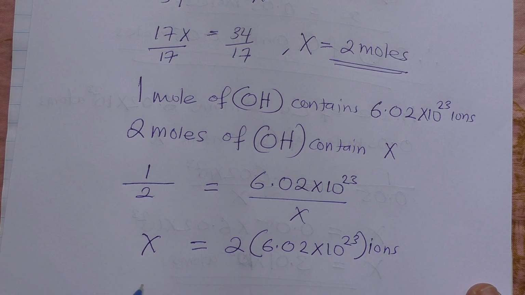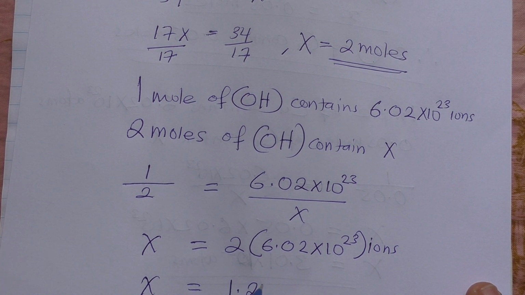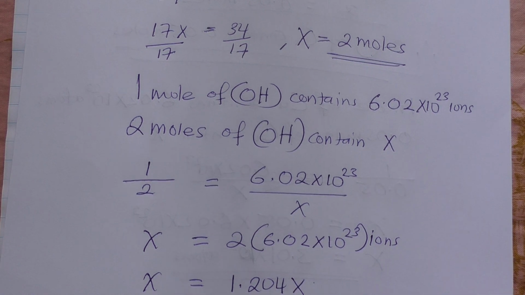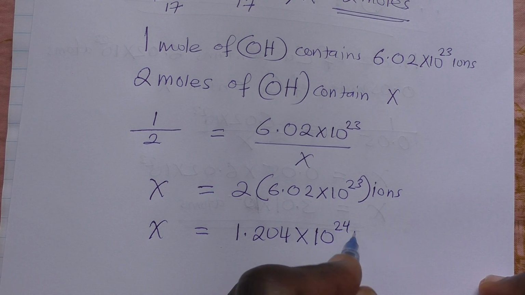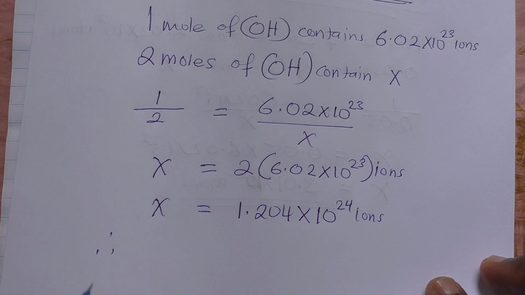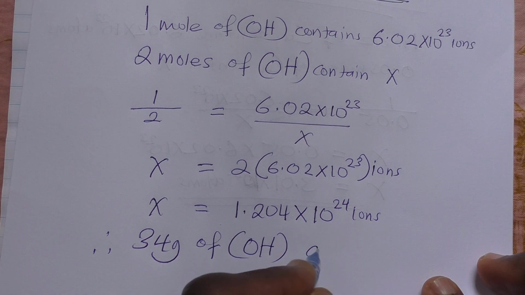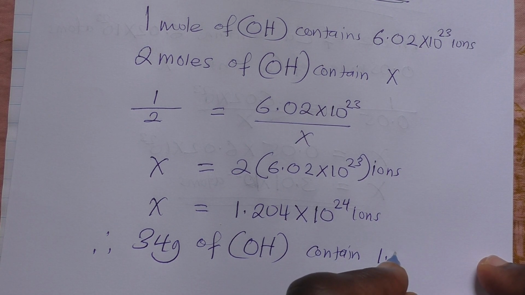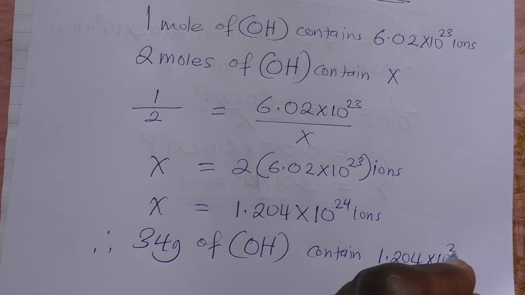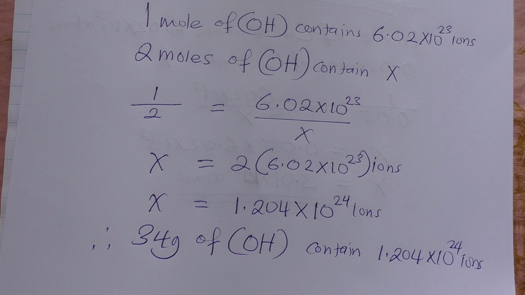Which gives us a total of 1.204 exponent 24 ions. And therefore we shall conclude that 34 grams of hydroxide contain 1.204 exponent 24 ions. So those are the number of ions contained in 34 grams of hydroxide. So we are still looking at atomic mass and molar mass. Otherwise, that has been for the first lesson.